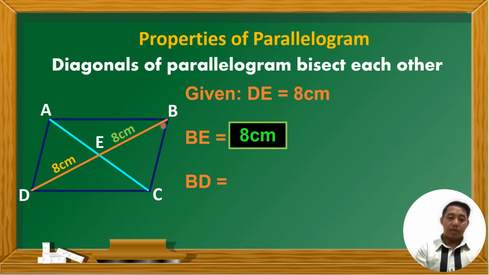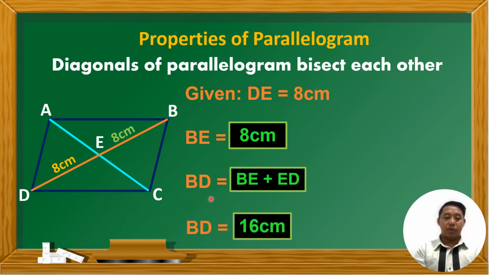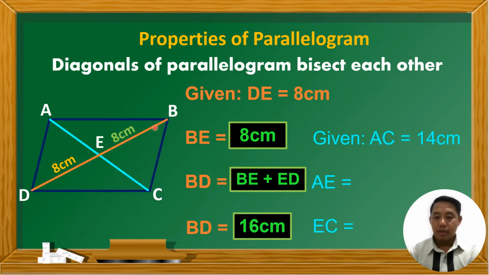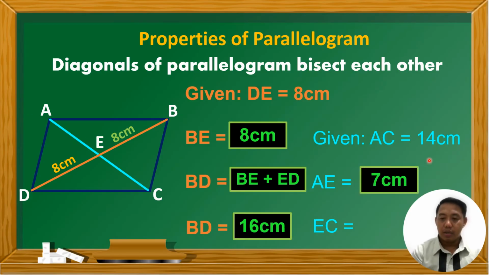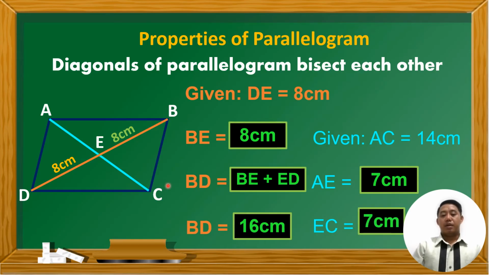And DB, the whole BD, 8 plus 8 will be 16 centimeters. So, i-add lang natin yun to get the sum of the diagonal BD. Okay? So, AC naman natin is 14. So, therefore, si AE natin, hahatiin mo lang yan sa dalawa, divided by 2. 7 centimeters. So, yan po yung ibig sabihin ng diagonals of parallelogram bisect each other. Okay?